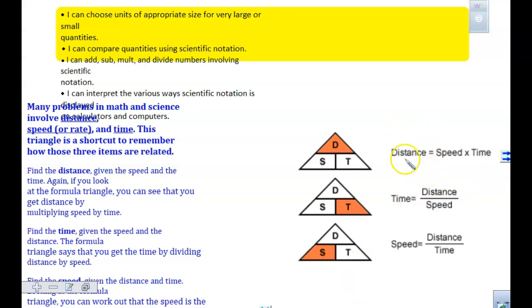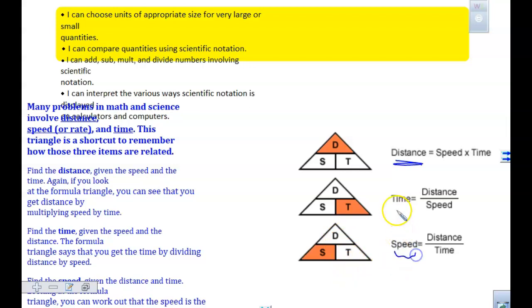Find the distance, given the speed and the time. Again, if you look at the formula triangle, you can see that you get distance by multiplying speed by time. Find the time given the speed and the distance. The formula triangle says that you get the time by dividing distance by speed. Find the speed given the distance and time. Looking at the formula triangle, you can work out that the speed is the distance divided by the time.